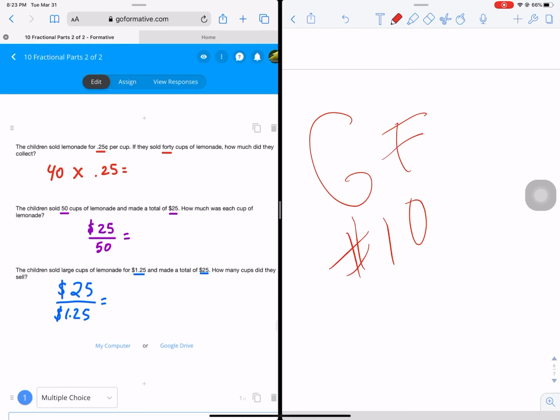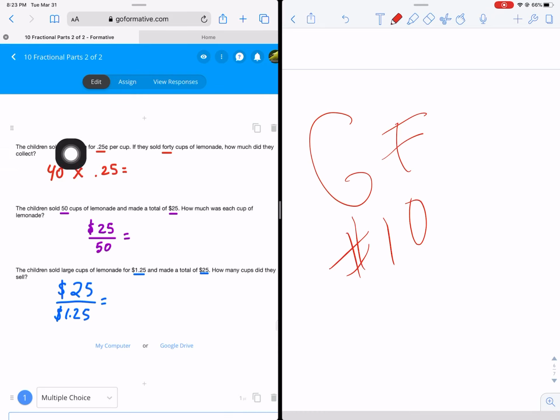GoFormative help number 10. If you have done this one already and you just want to double check that you did what you needed to do correctly, then please continue watching. If you already know how to multiply and divide and you know you did this correctly, you can go on to the next one. But it's always good to double check. So let's just get right into the double checking.